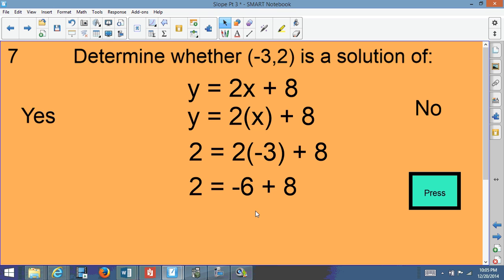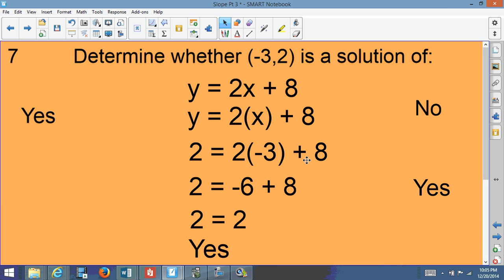So my answer is going to be 2 on the right side, and it equals the y value of 2 on the left side. Since these are equal, this is a solution of that equation. So negative 3, 2 is a solution to the equation y equals 2x plus 8. Just by substituting, it let me know that. Make sure you substitute the correct coordinates, and a coordinate consists of the x point first, the y point second.